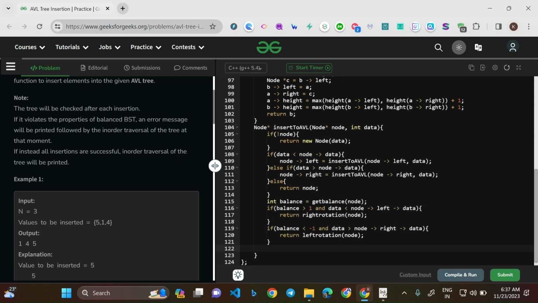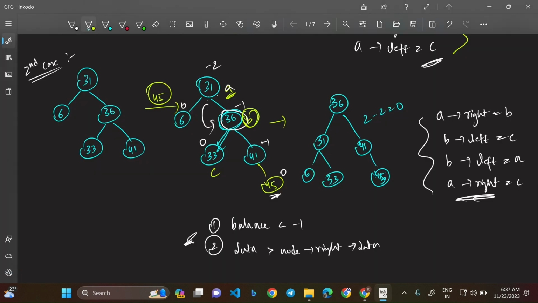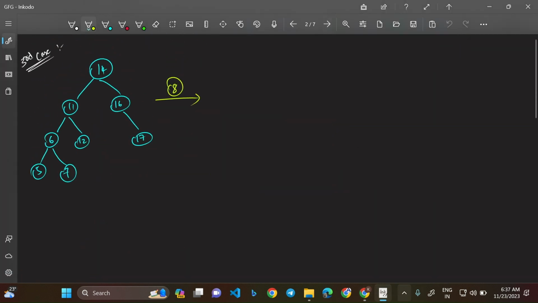And what are the two more things that I'm trying to tell? So this comes to the third case. In this case, we are trying to add 8 to this particular BST that has been given. This is the original BST. Now let us try to add 8 at the correct position.